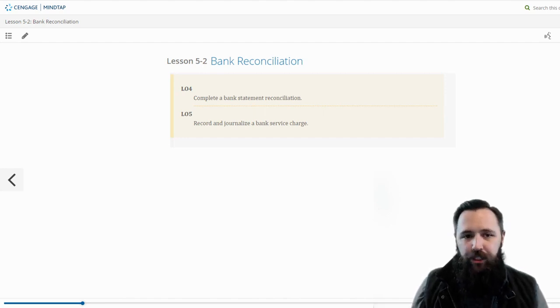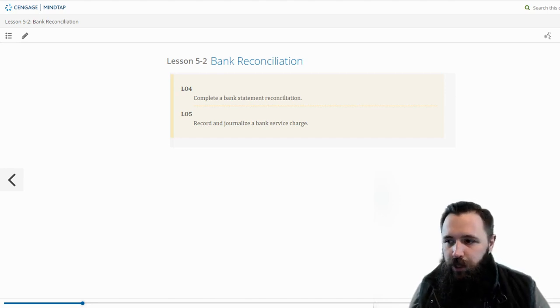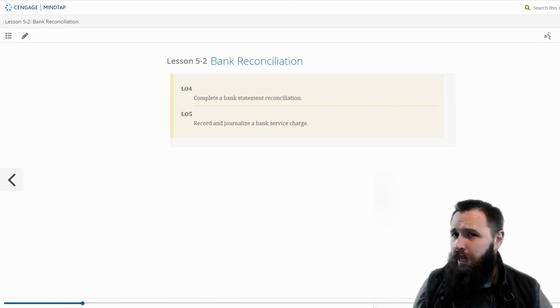We have two learning objectives here. The first one is to complete a bank statement reconciliation, and the other is to record and journalize a bank service charge. And we are still going to be using our deposit slips here. It's going to be kind of related to Lesson 5.1.